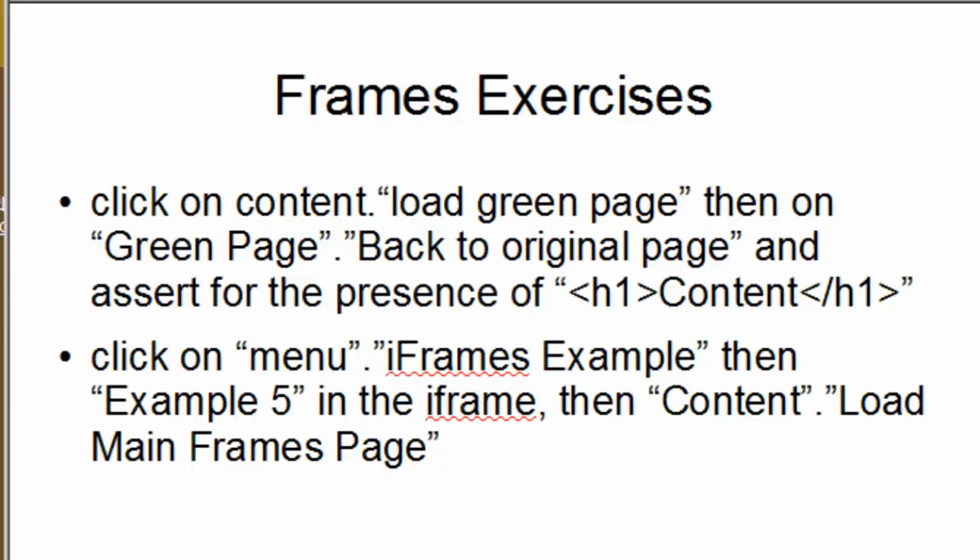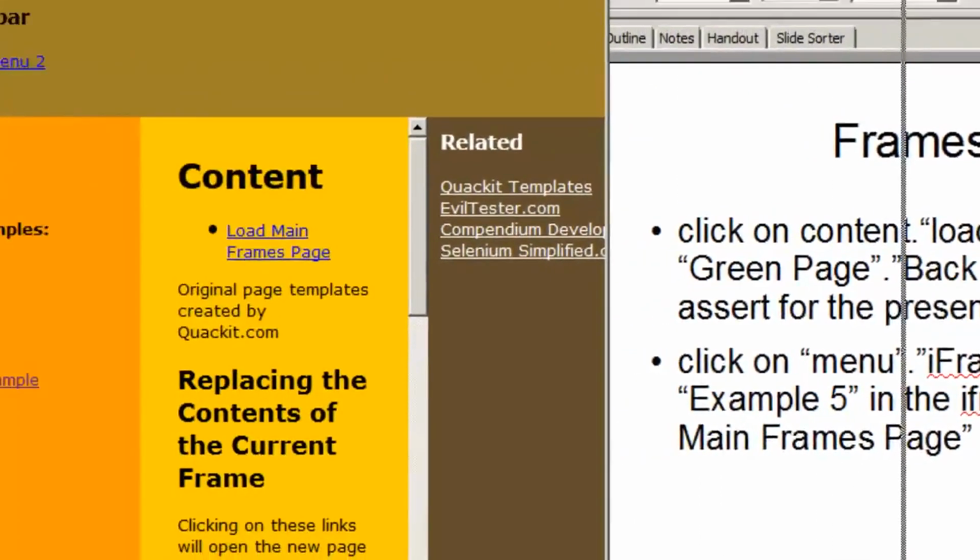Now what we're asking you to do is a scenario test, 2 scenario tests, where you click on some things, navigate through and check the presence. So the first one is going to be clicking on content, load the green page, then on the green page, go back to the original page and assert for the presence of H1 content. So let me just run through that for you to show you what I'm expecting you to do.